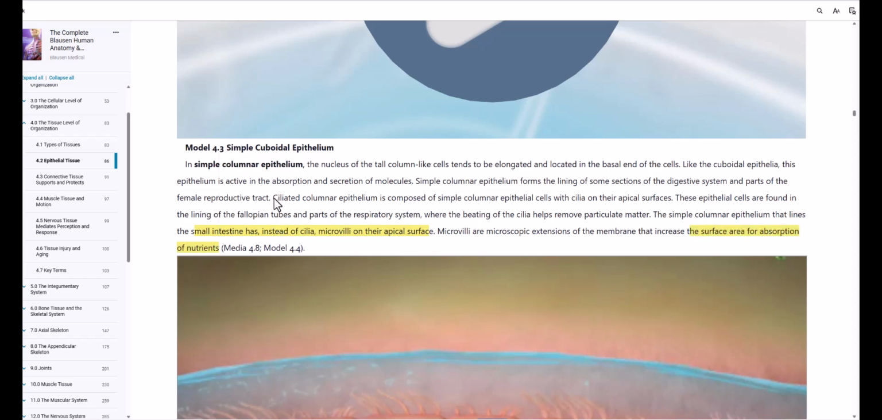Now, there are simple columnar epithelial cells lining the fallopian tubes as well. And in those situations, those cells have cilia. We will not be seeing that in lab this semester. We will only be looking at simple columnar epithelium lining the intestine and contain microvilli.